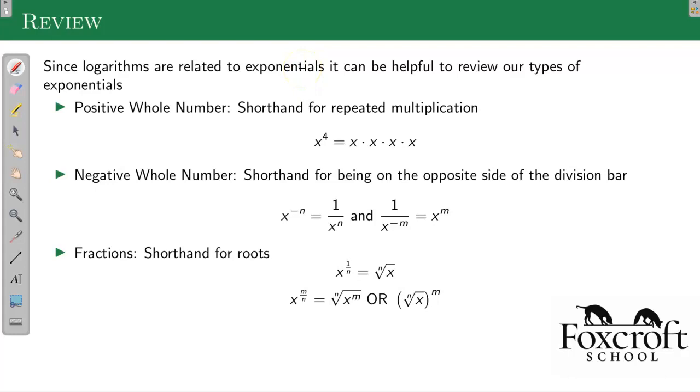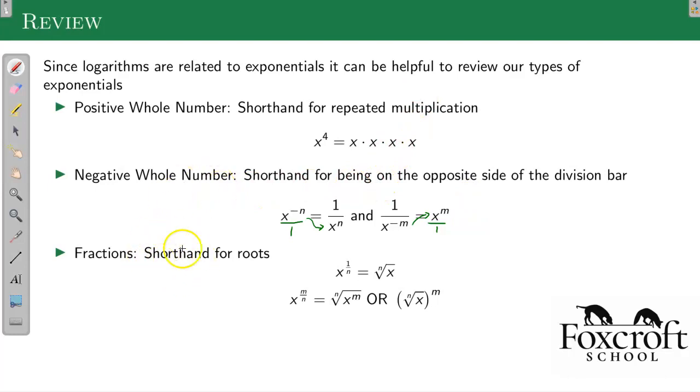All right, to do some slightly more complex logarithm problems, we need to remember all the different types of exponents we have. So the first one we've kind of already dealt with. Positive whole number exponents just means you have that many copies of the number. So x to the fourth is just 4 copies of x. But then we learned about negative whole number exponents. Those are just a shorthand for moving something to the opposite side of the division bar. So here, we kind of have to create the division bar and then move it to the bottom. Here, it would just move to the top, and then the division bar would go away.